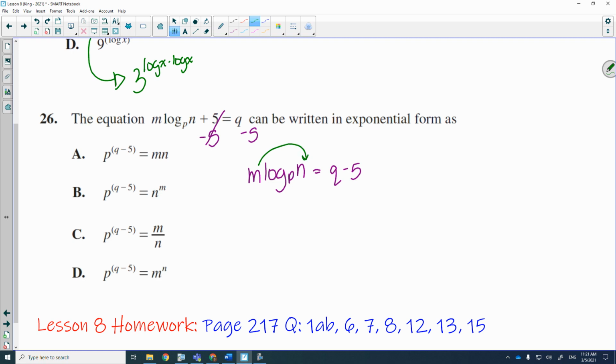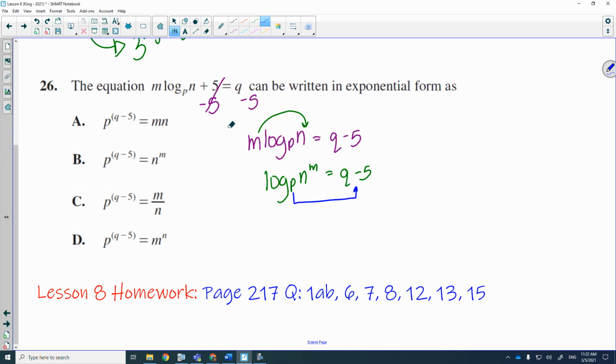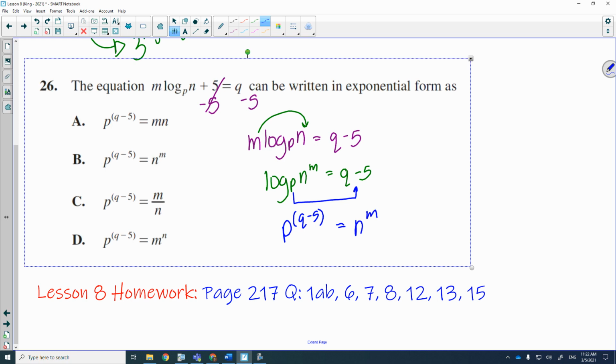See if you could get the answer now. Log base p of n to the power of m is equal to q minus 5. Get yourself into exponential form. P to this power. The power is a binomial. Put the binomial in a bracket. So p to the power of q minus 5 is equal to n to the power of m. And I believe that answer is there. Q or B.